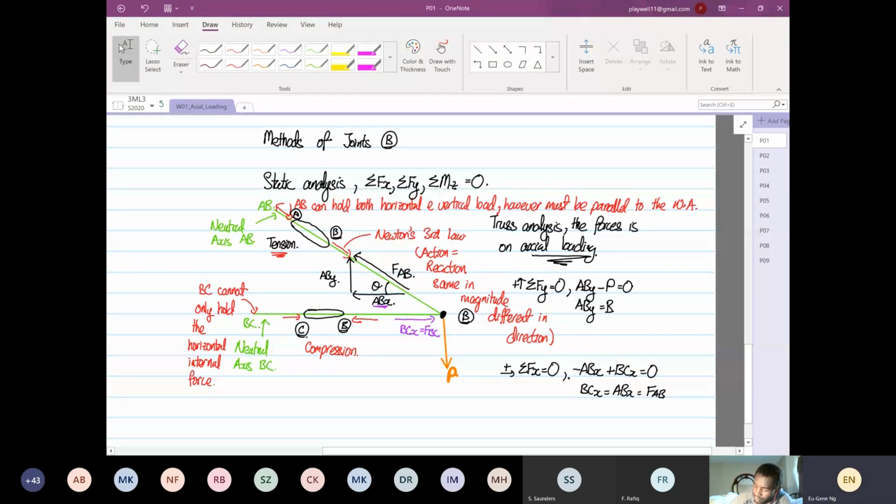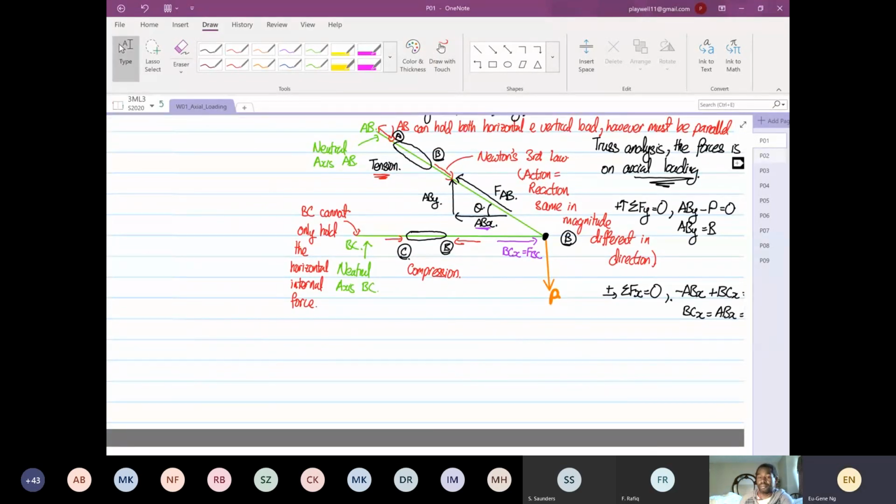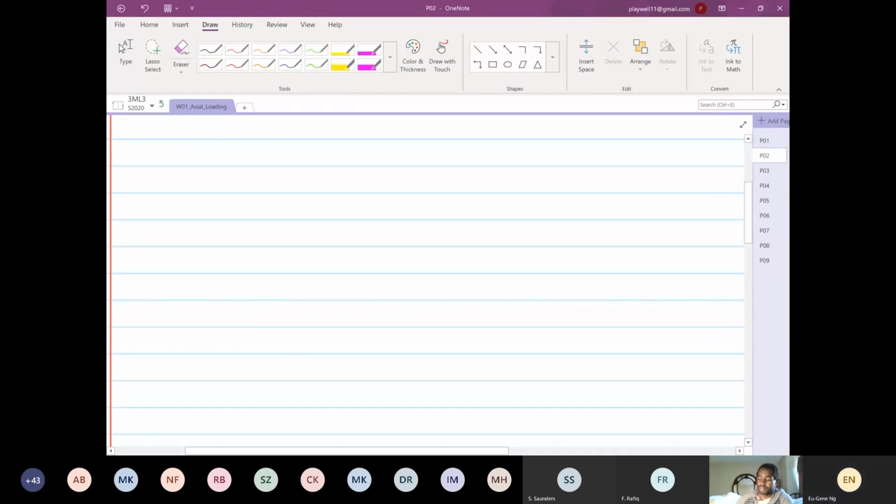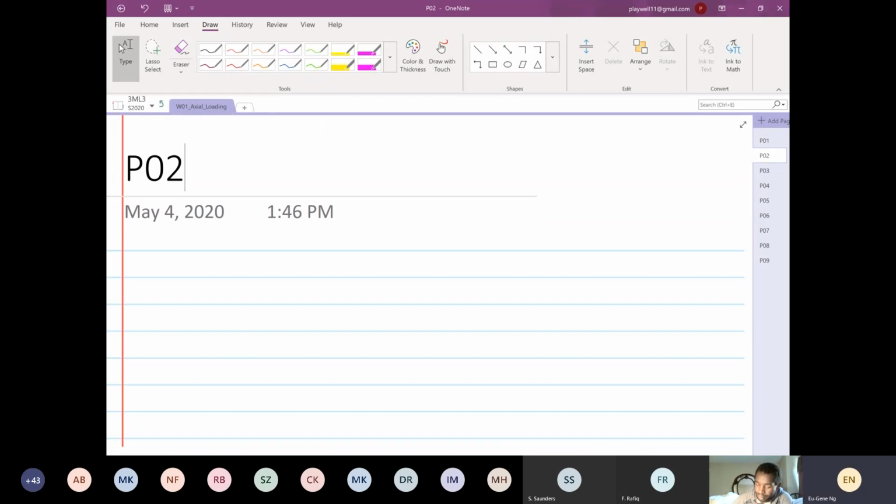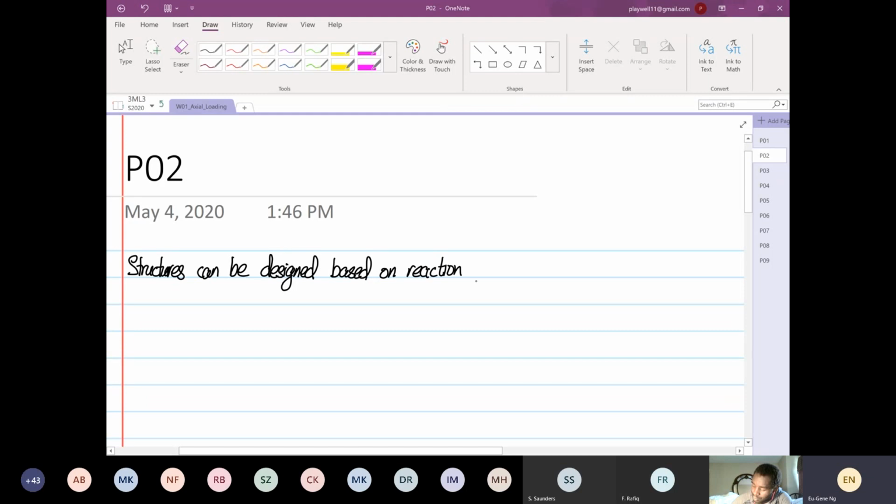So let's see how we analyze structures now. So now structures can be analyzed, can be designed based on reaction forces. Okay, it can be designed based on reaction forces. So what do I mean by that?